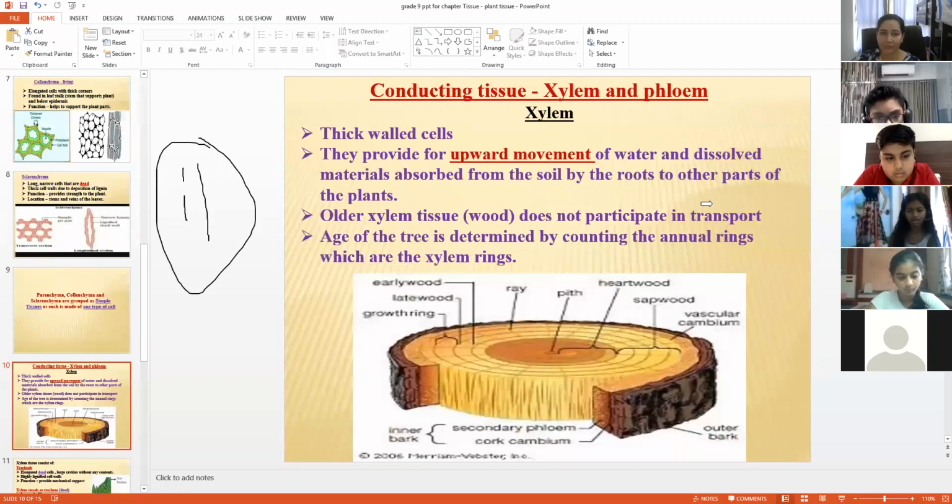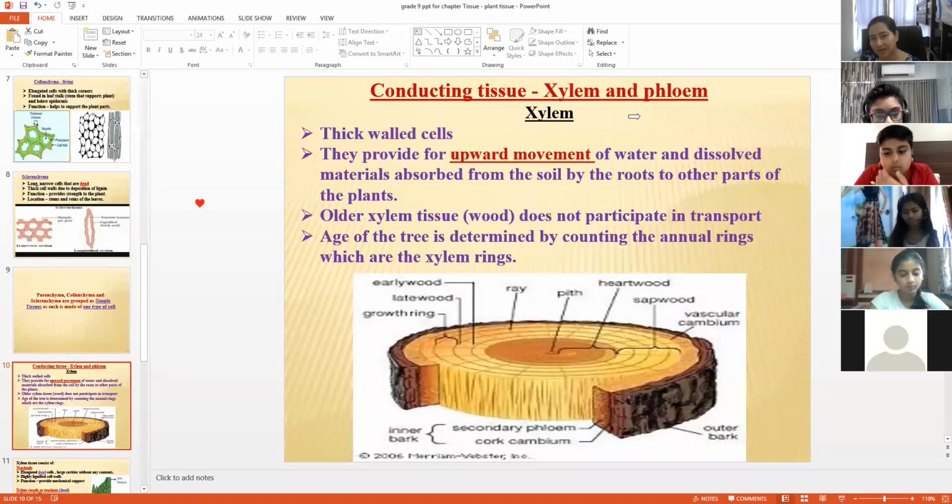Now we are coming to the next part. This is the last part, students. It is the conductive tissue, and they are nothing but xylem and phloem. Children, the same thing being repeated, right? Xylem, phloem, sclerenchyma, collenchyma. Yes, ma'am. Yes. See, this is how it's okay.